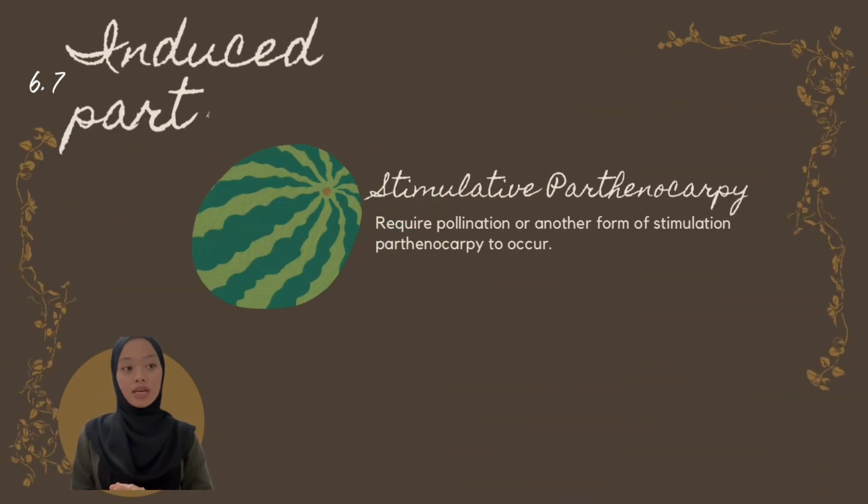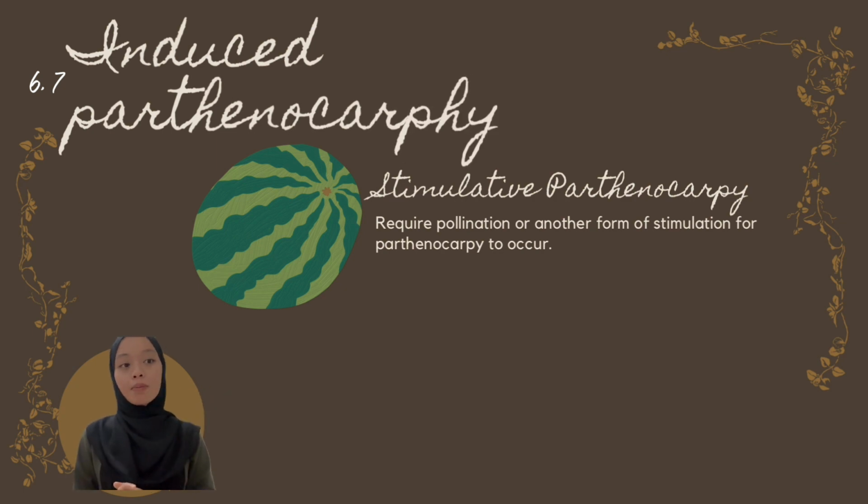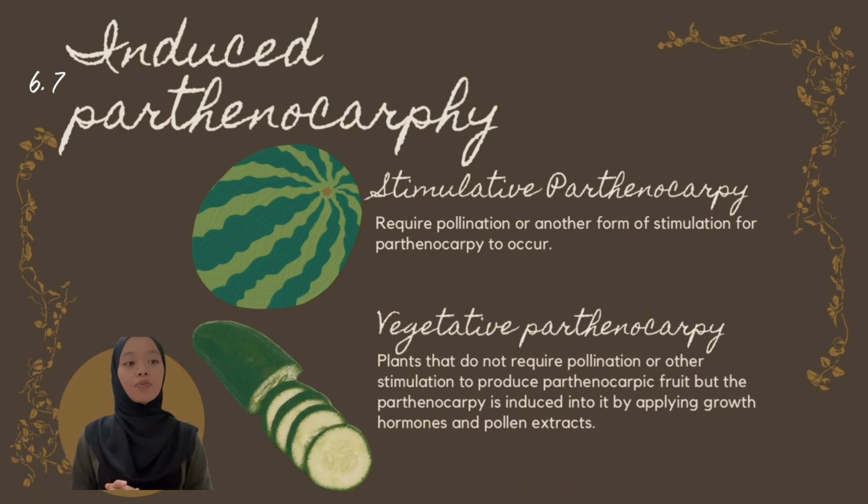This type of process is divided into two parts. Some plants, known as stimulative parthenocarpy, require pollination or another form of stimulation for parthenocarpy to occur. For example, seedless watermelon. Vegetative parthenocarpy refers to plants that do not require pollination to produce parthenocarpic fruit, but the parthenocarpy is induced by applying growth hormones and pollen extracts.